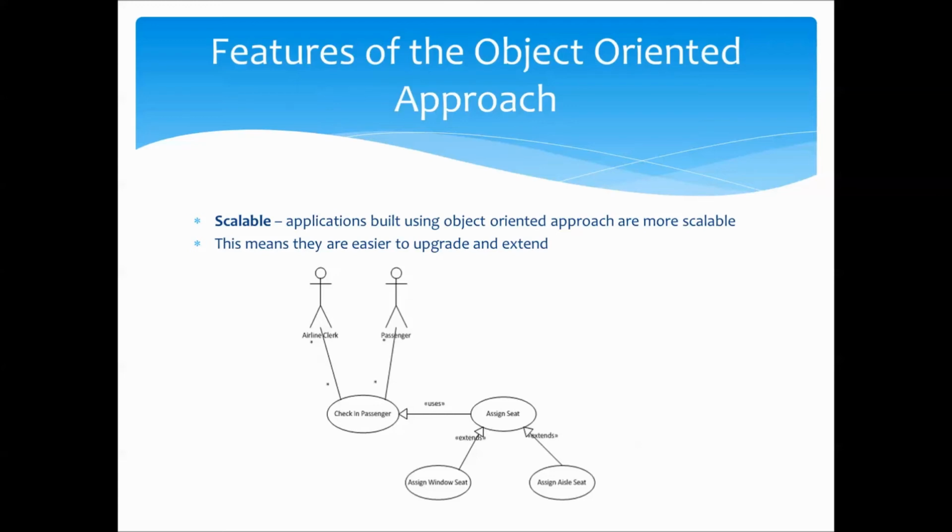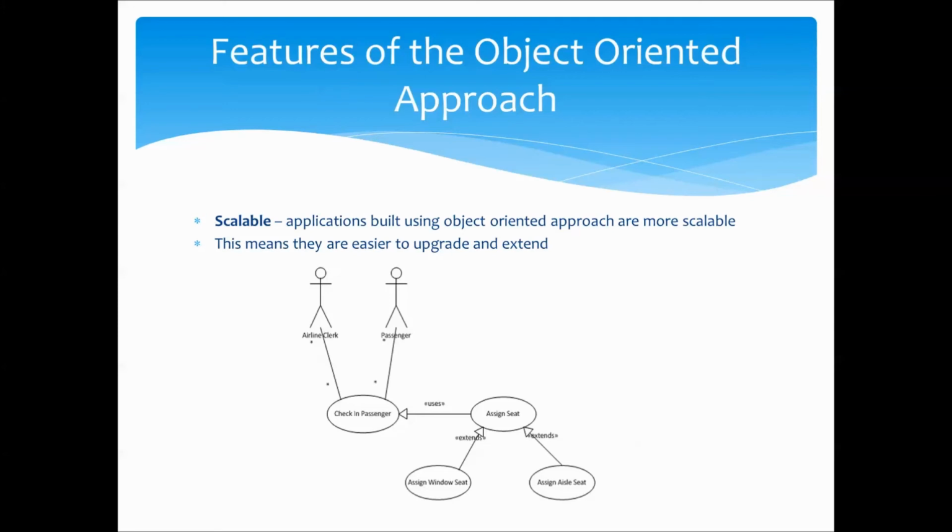So now that we've looked at some key differences between the two methodologies, let's now look at 3 key features of object-oriented design. We'll go over these in some detail just to give you an idea of the type of project that object-oriented design might be more suited to. The first feature we'll look at is scalability. Now we've got a UML use case diagram here. This shows a very basic example of how scalability can be used.